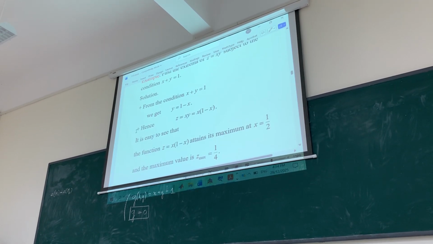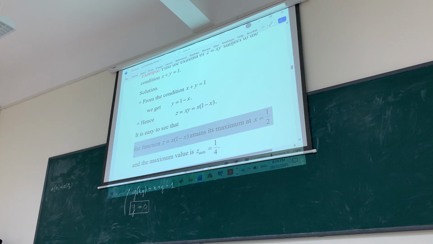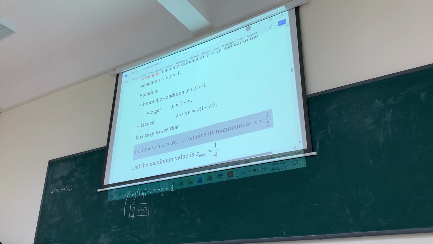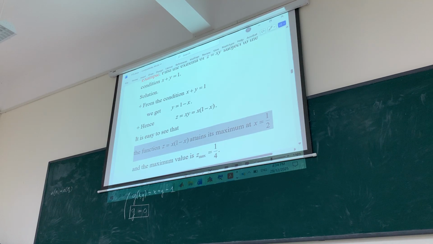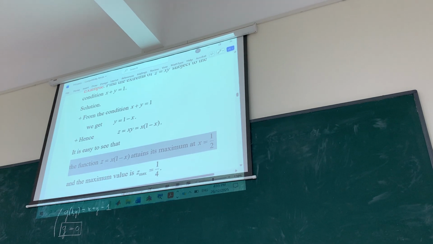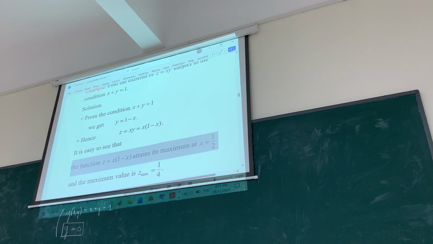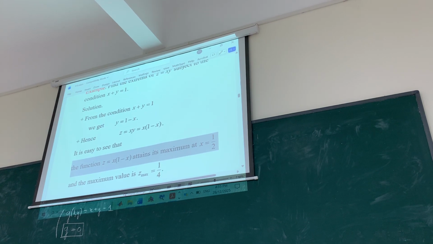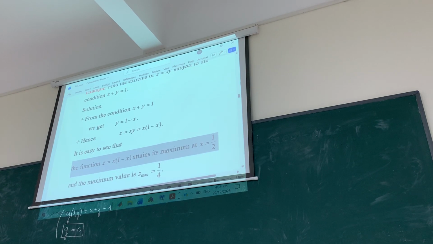I think it's very easy. From this, the function x times (1 minus x) is maximum at the point x equals 1/2. Of course, we can find the maximum value: z max equals 1/4. So you can find the extreme value of a single variable function.